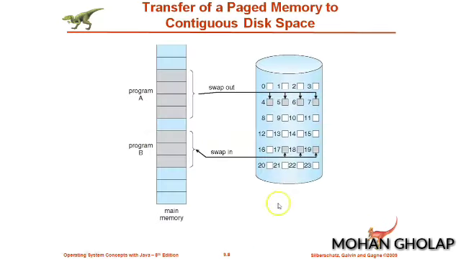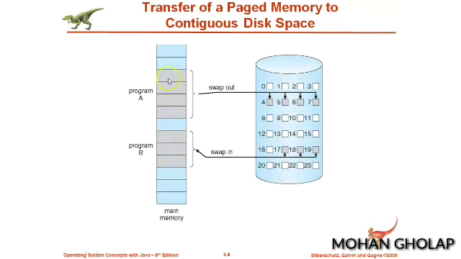So let us consider this example again. We saw that demand paging means we have a lazy swapper. Whichever part of the program is to be executed, only that part is loaded into the memory, and the other parts will be present in the secondary memory. Here you can consider this as the main memory and this as the secondary storage. Program A occupies these particular blocks of memory, and program B occupies these particular blocks.